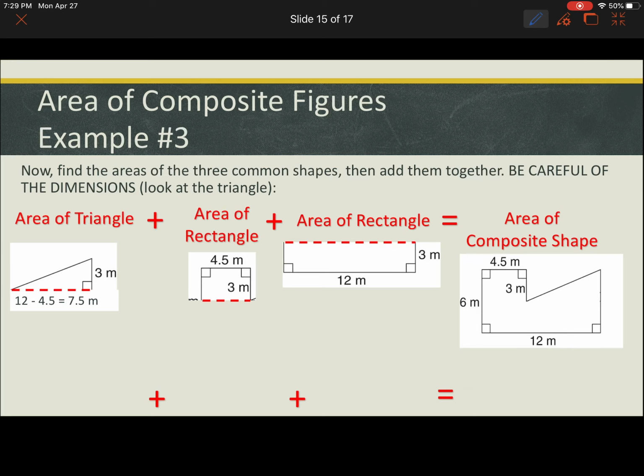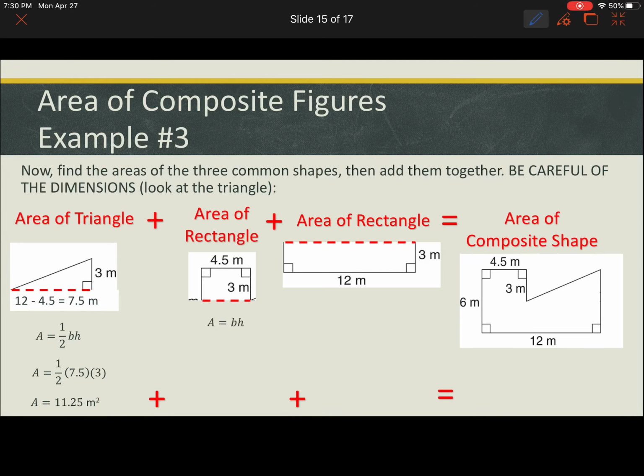So again, we're going to apply the same concept. We're just going to find the area of the 3 common shapes and then add them together. One more time, be careful of the dimensions. Again, for the triangle, we have a base of 7.5 meters, which we've calculated. We have a height of 3 meters. We apply that to this formula, and we have 11.25 meters squared.